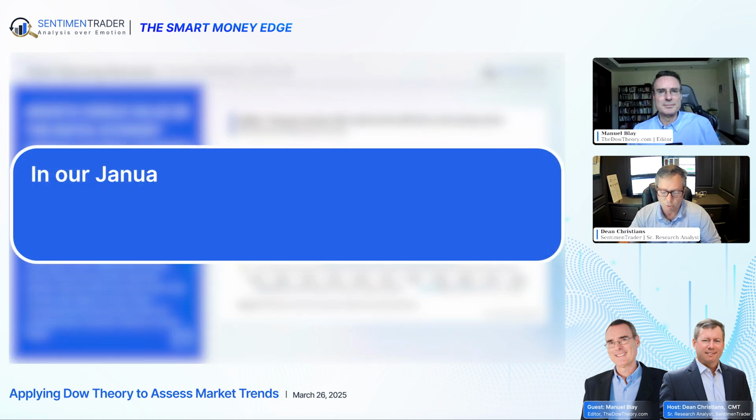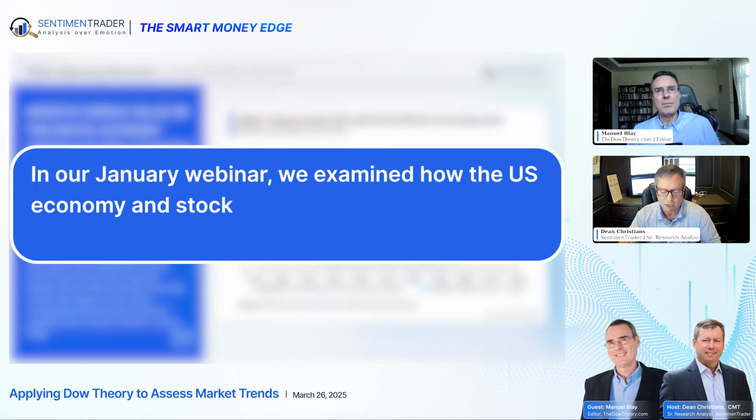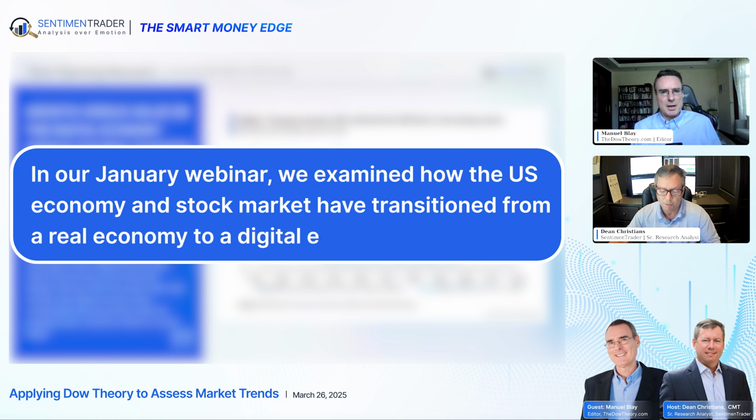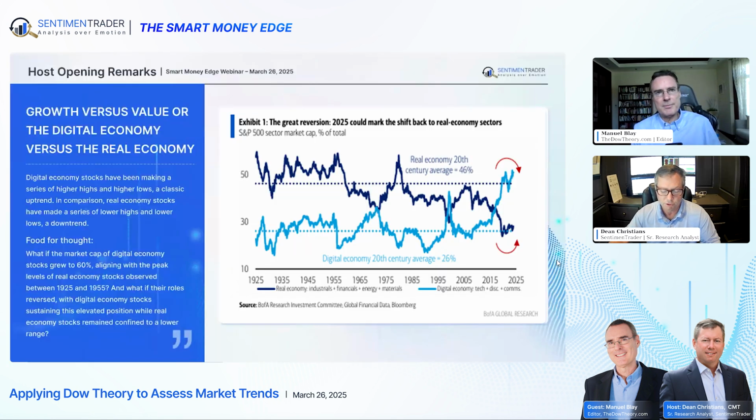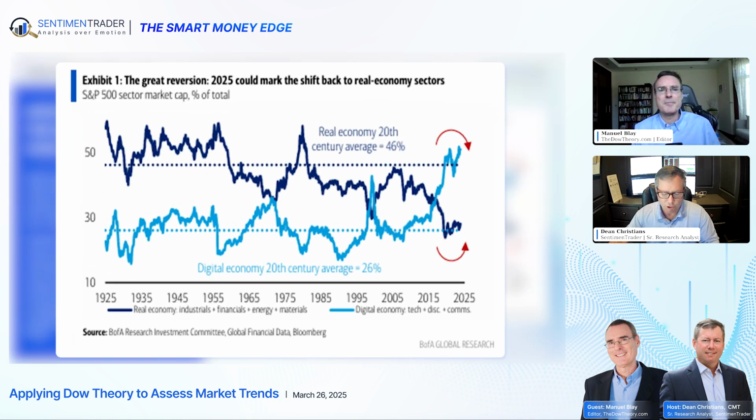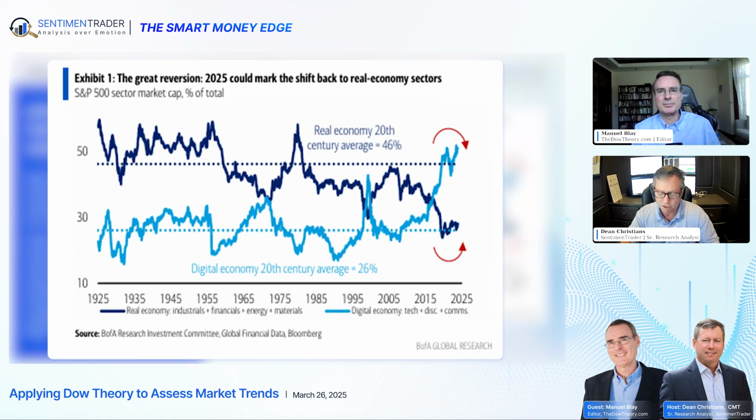For those of you who couldn't attend our January webinar, we examined how the U.S. economy and stock market have transitioned from a real economy to a digital economy. I have two charts that visually show this evolution. The first chart shows the S&P 500 sector market capitalization as a percentage of total. Industrials, financials, energy, and materials comprise the real economy, whereas technology, consumer discretionary, and communications represent the digital economy. Notice how the real economy sectors have been making a series of lower highs and lower lows. In contrast, the digital economy has achieved higher lows and higher highs.